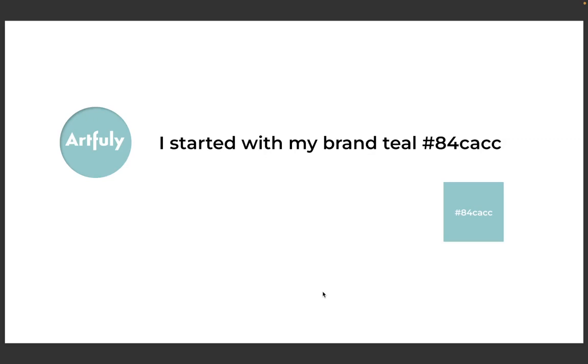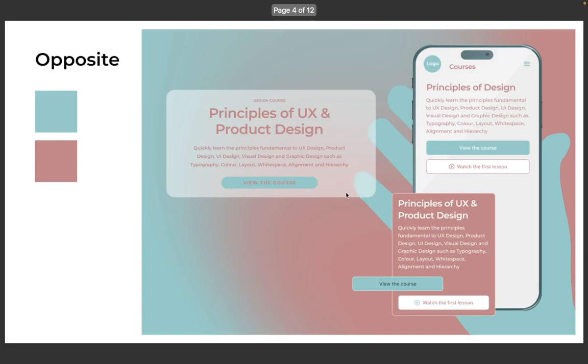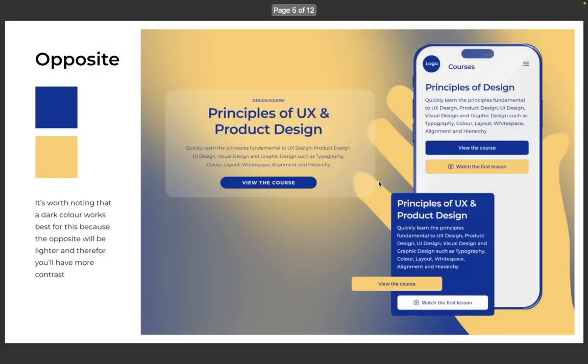So how do you deal with colour palettes in practice? Well, generally you'll start out with a brand colour, and so I've used mine here. And I've applied opposite colours, so I've found the opposite colour to this teal and applied it to this design. I've also tried out these two opposite colours on a design, and these work quite a lot better because one colour is darker and the other colour is brighter and lighter, and that means you've got more contrast.